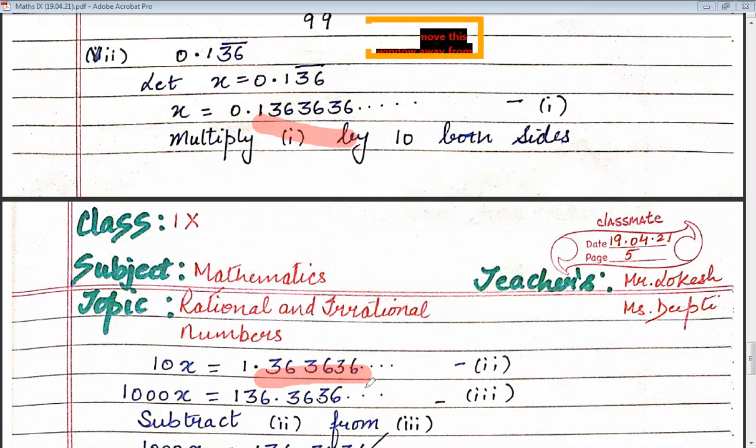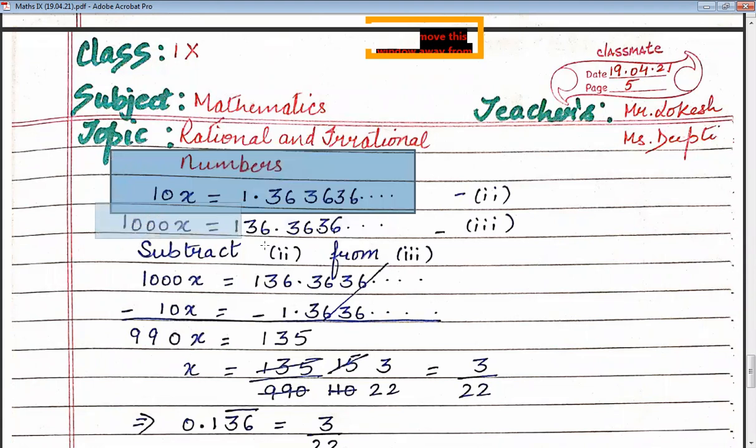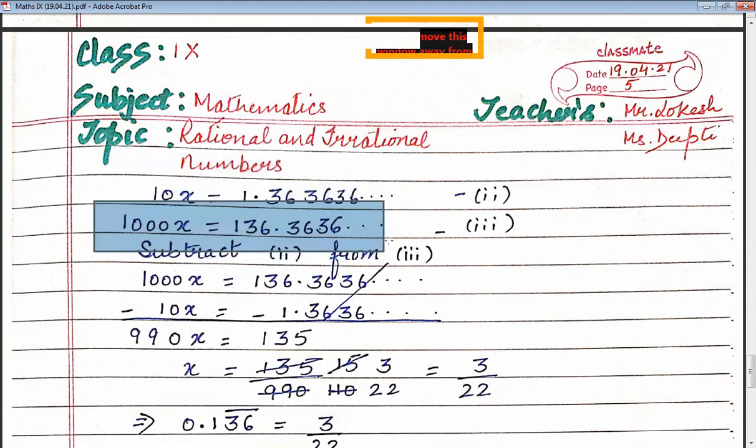So now again you have to multiply by 1000. Now just multiply your x with 1000. So it will become 1000x, and your decimal will shift three places. So it will be 136.363636. Now children, can you tell me two equations in which the decimal places are the same? Yes, it is right that the second and third, that is 10x and 1000x, both are having the same decimal places, that is 3636 and so on.